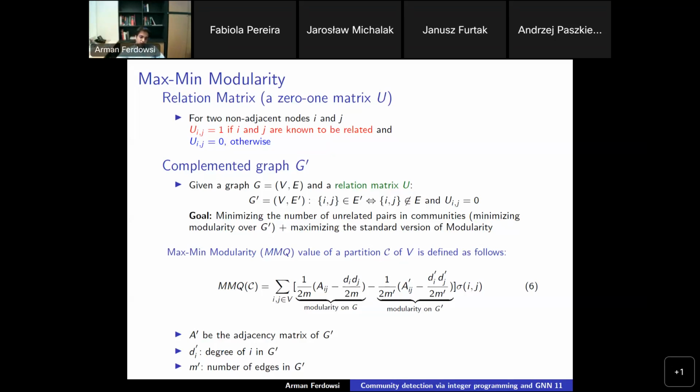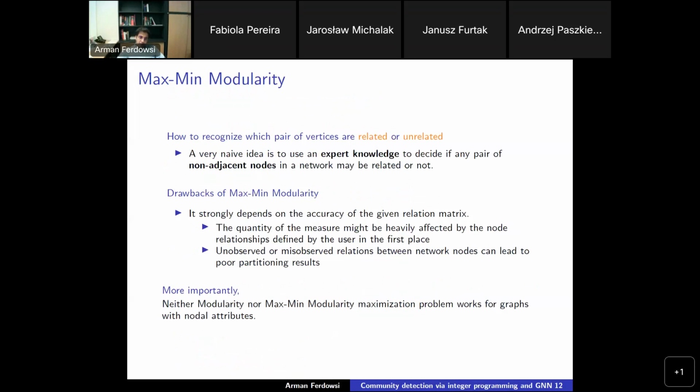Accordingly, the maximum modularity for a given set of communities can be formulated as equation 6. The very natural question, however, is how this relation matrix is defined. Chen and his colleagues, who first proposed the maximum modularity, suggested that one can use expert knowledge to produce such a matrix, meaning that an expert who has superior knowledge about the network can help to provide this relation matrix.